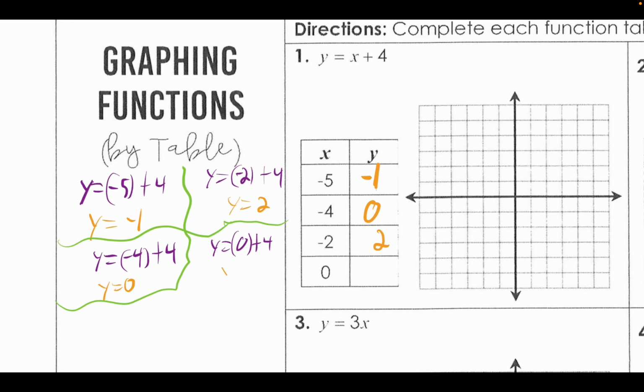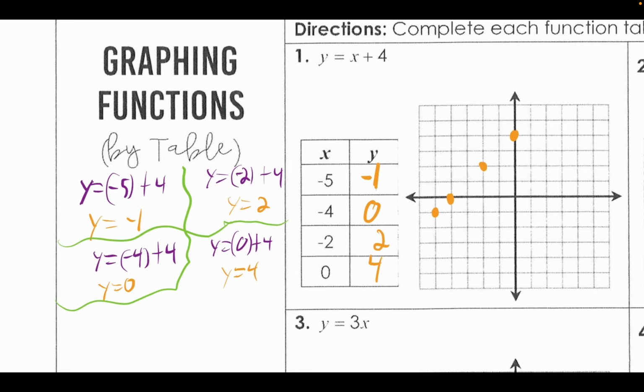And so 0 plus 4 is 4. And now I have this table, and we know that once we have tables, we can graph these points. And so I'm going to plot these points. I'm going to start out with -5, -1, -4, 0, -2, 2, and 0, 4.